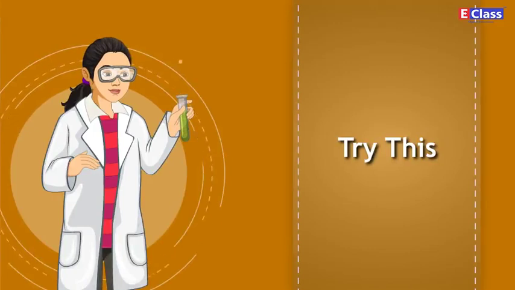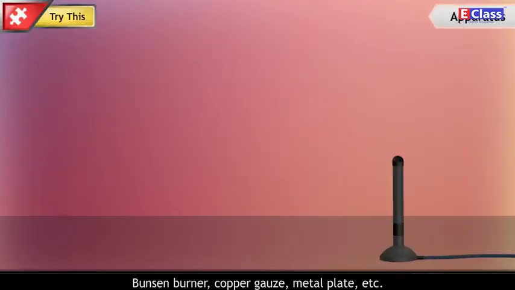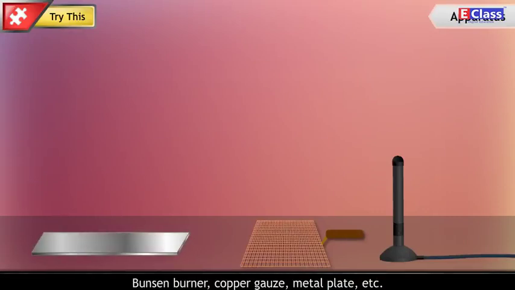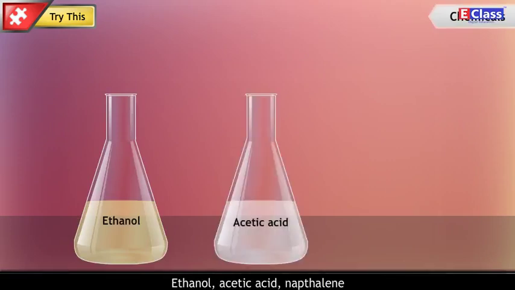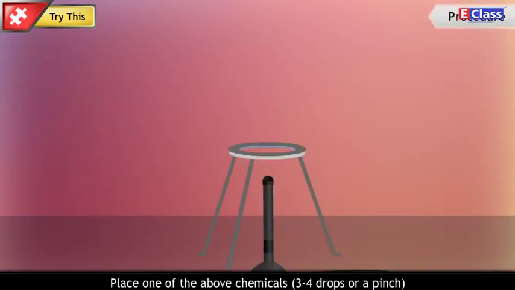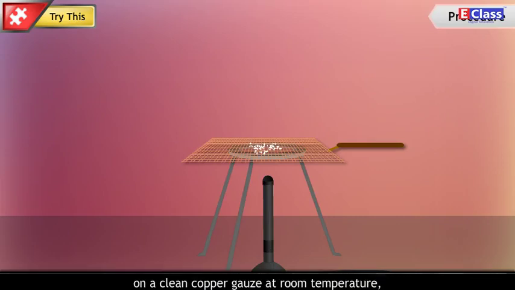Try this. Apparatus: Bunsen burner, copper gauze, metal plate, etc. Chemicals: ethanol, acetic acid, naphthalene. Procedure: place one of the above chemicals, 3 to 4 drops or a pinch, on a clean copper gauze at room temperature. Hold it on a blue flame of the Bunsen burner and observe.